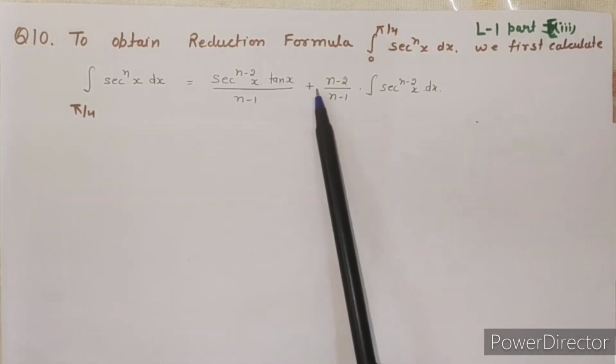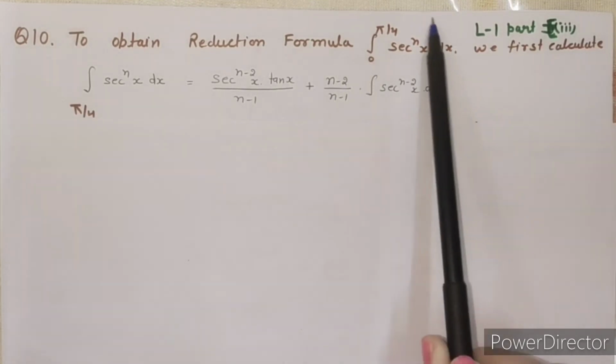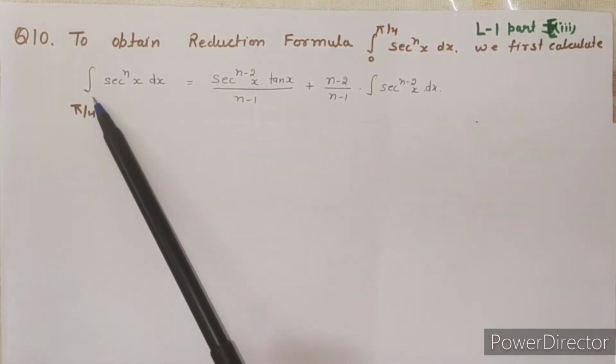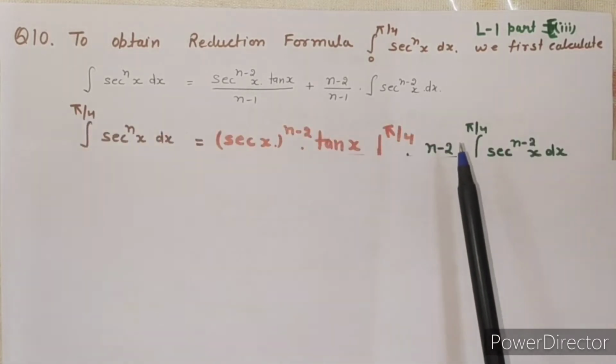Now take the limit of x from 0 to pi by 4 on both sides, because we want to find this integral. So for this there is a need of limit. Our limit is from 0 to pi by 4. So take the limit on both sides, 0 to pi by 4.